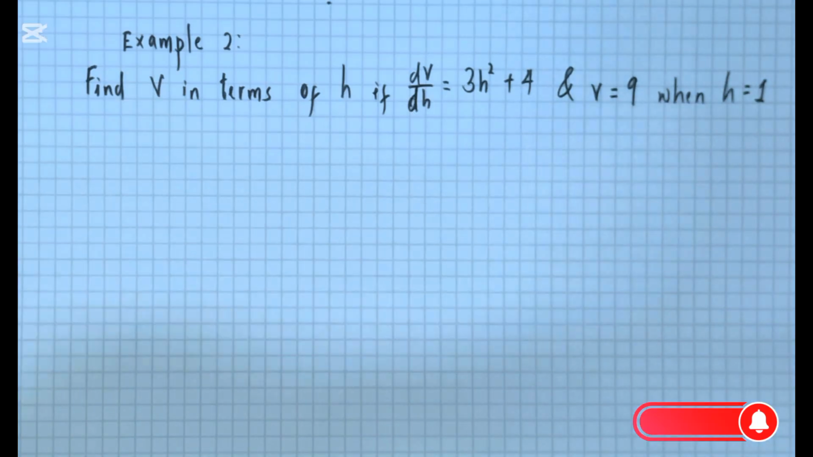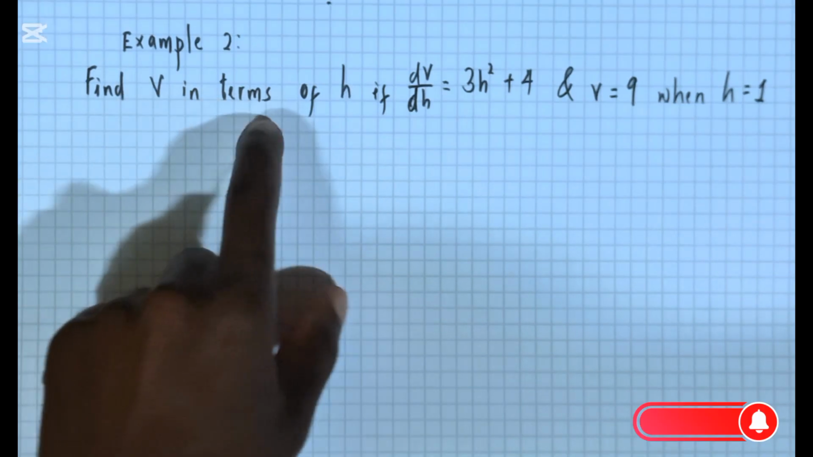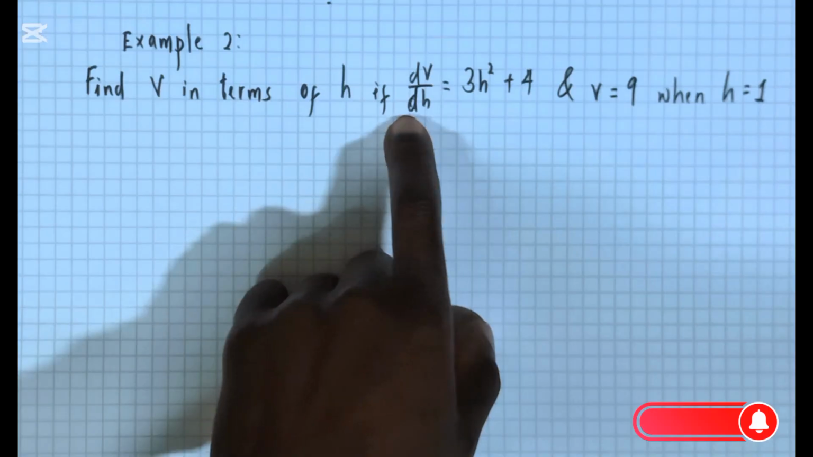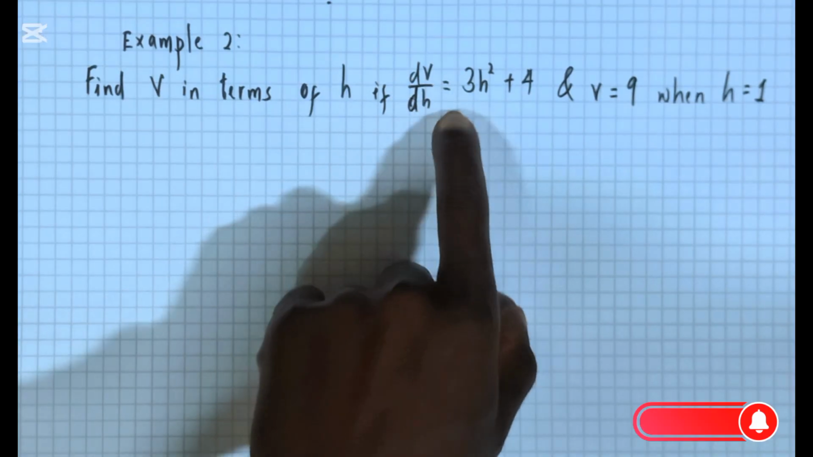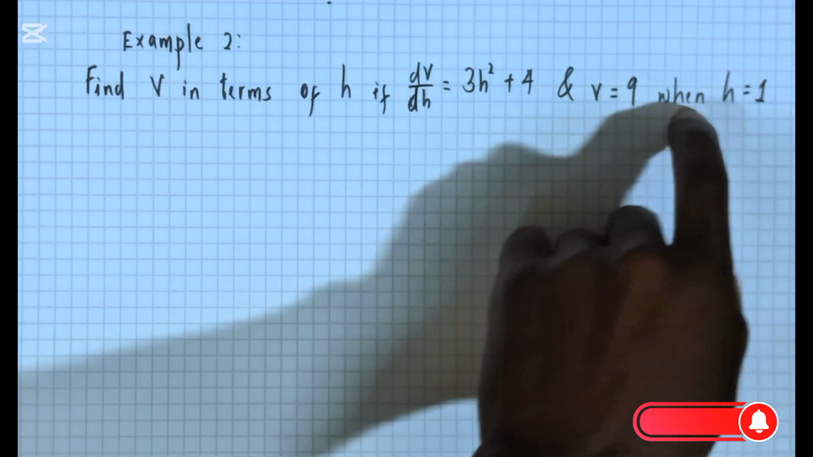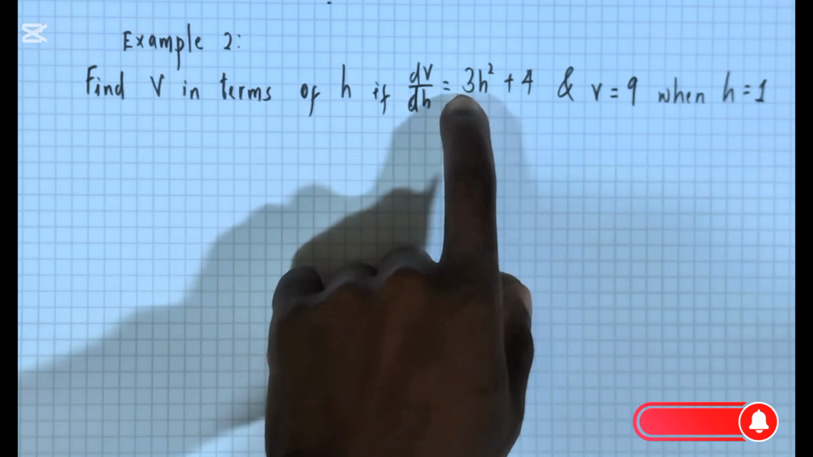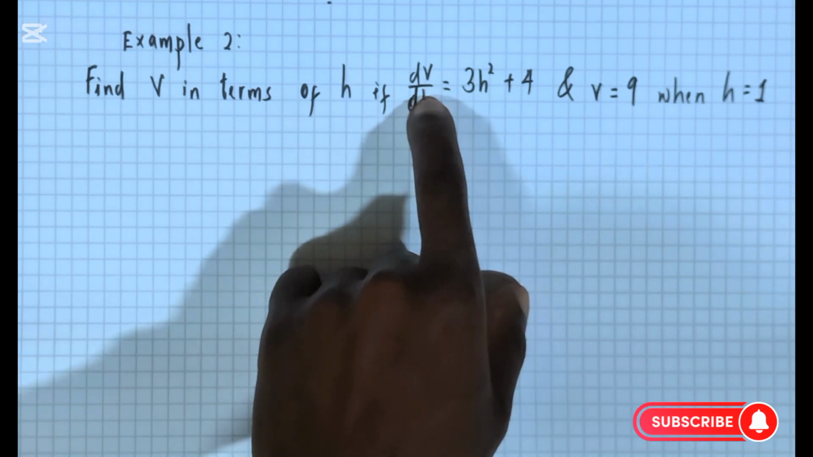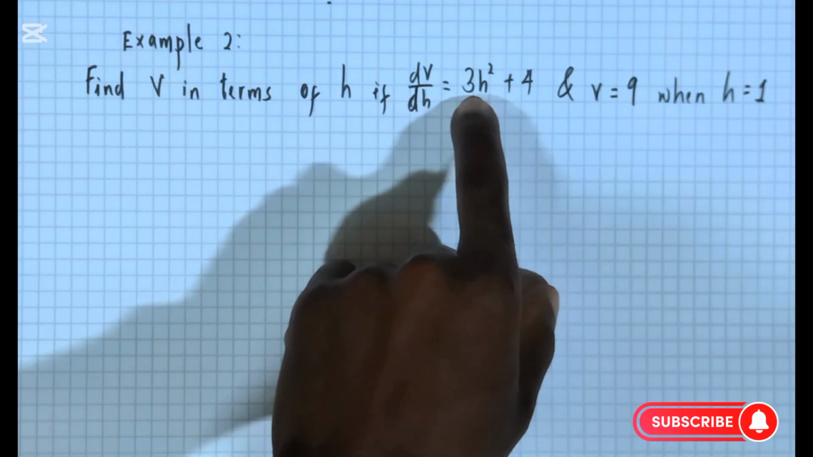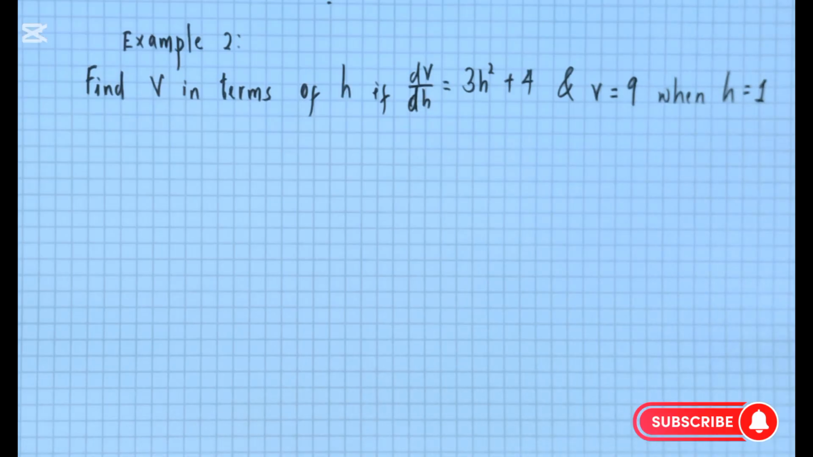All right, so welcome to the second and last example. We are having a question here where we are supposed to find the function v in terms of h, if the derivative of v with respect to h is given to be 3h squared plus 4, and that v equals 9 when h equals 1. So we are going to first of all find the integral of the derived function, that is dv/dh, and then use the values v = 9 and h = 1 to find the value of c, to then write the whole complete equation of v.